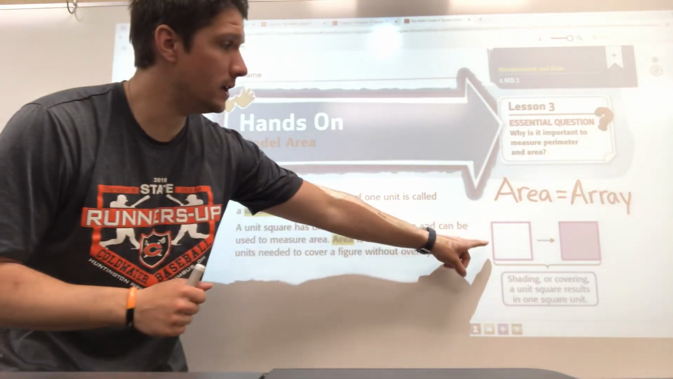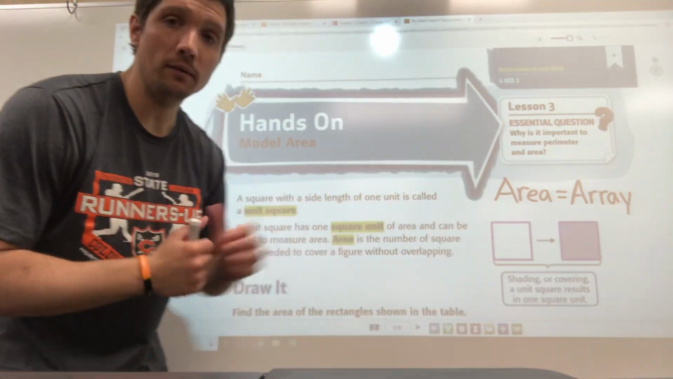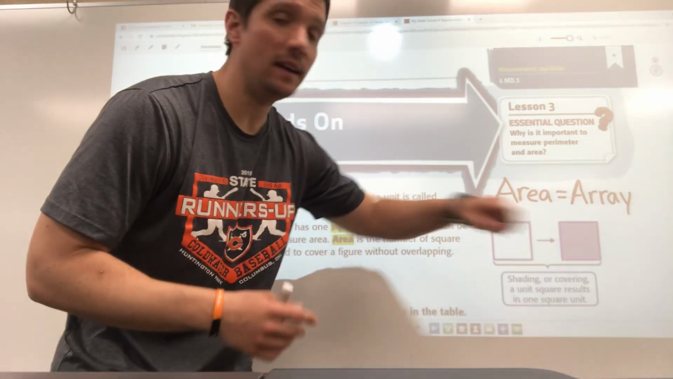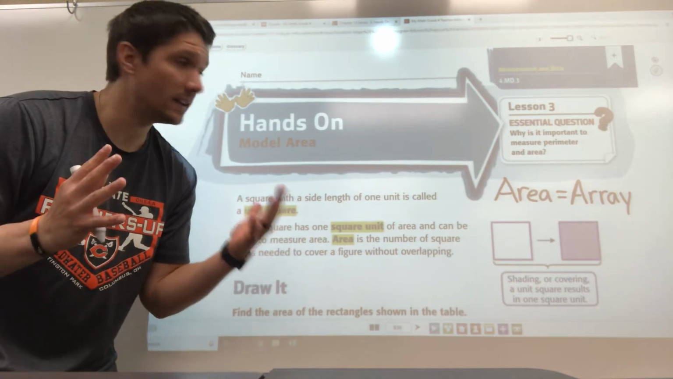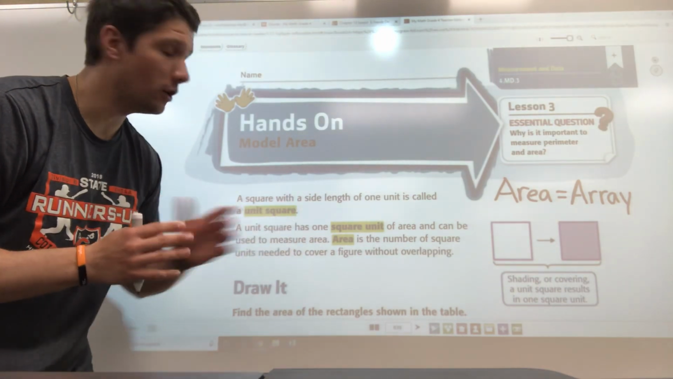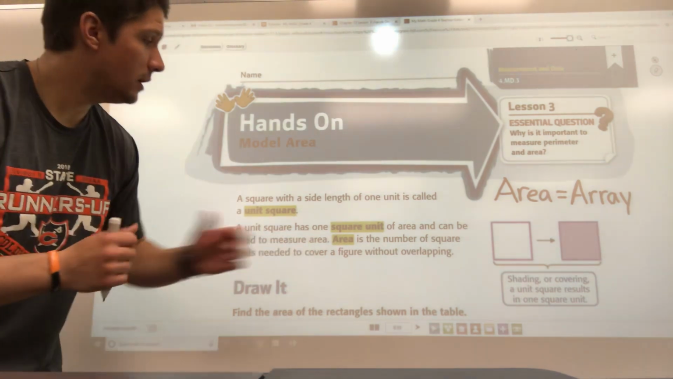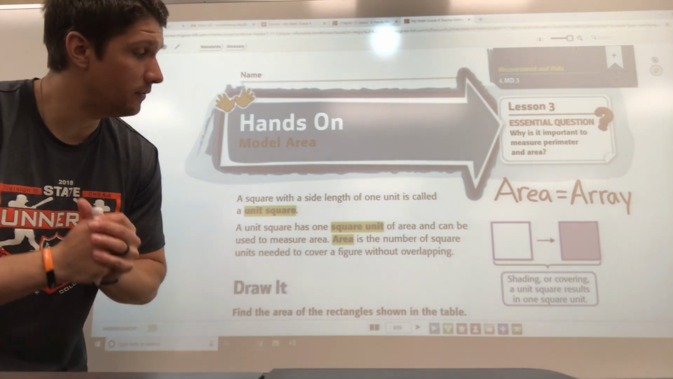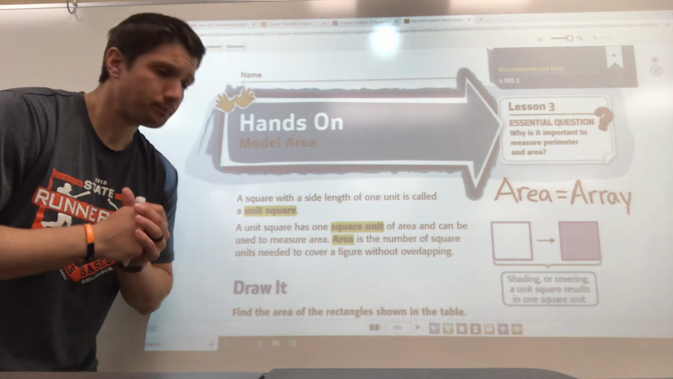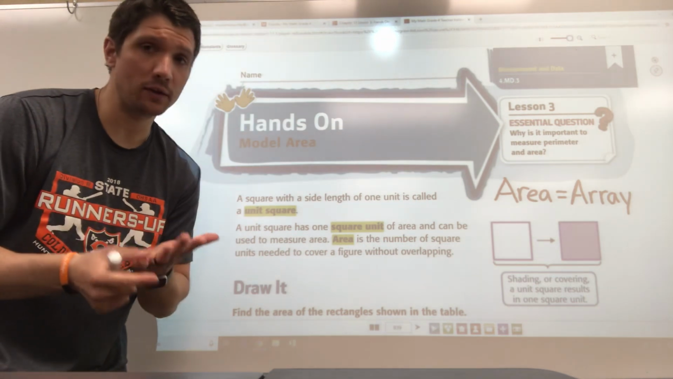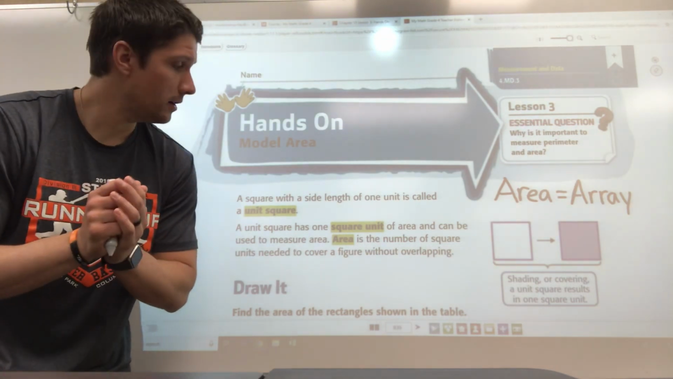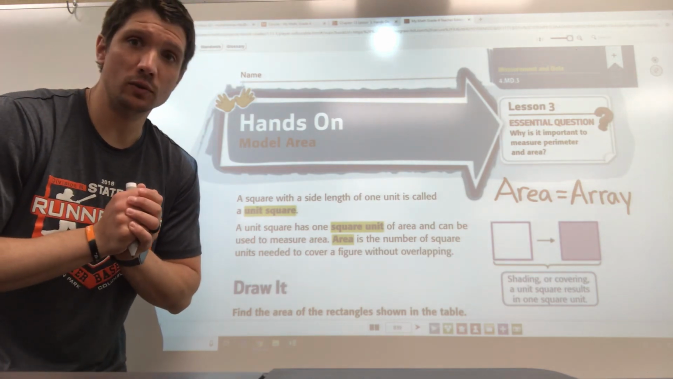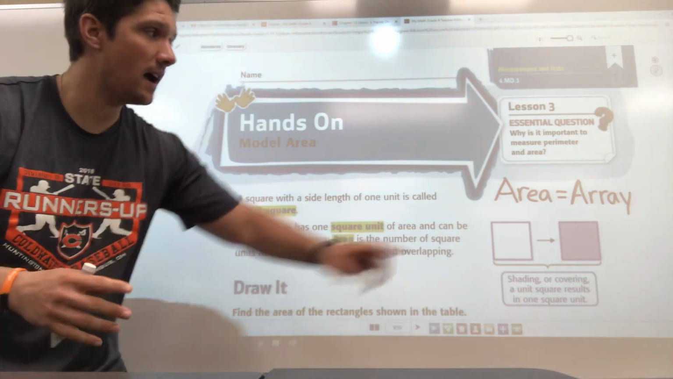So what we have over here, this square represents a unit square. Now, by shading it in and covering it, that is how much space that unit square takes up, which we call a square unit. Here we go. It says, area is the number of square units needed to cover a figure without overlapping. So what we're going to be finding with these rectangles, with these squares, is how many square units we can fit inside of them.